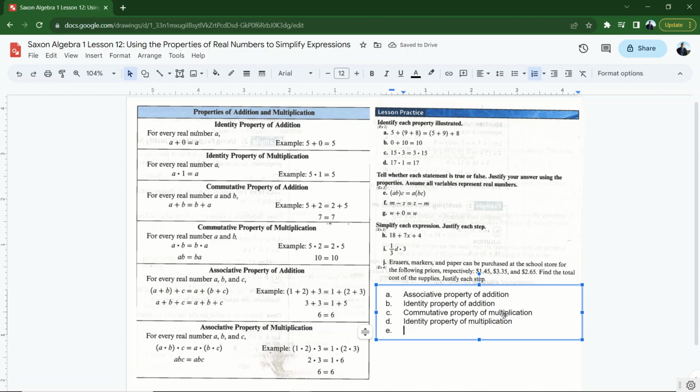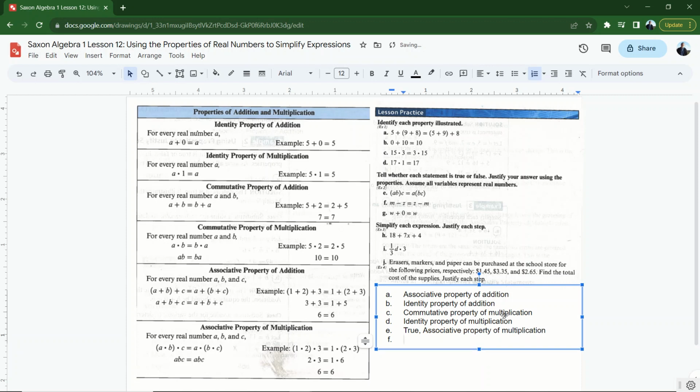Tell whether each statement is true or false. Justify your answer using the properties. Assume all variables represent real numbers. AB times C equals A times BC. That is true because of the associative property of multiplication.